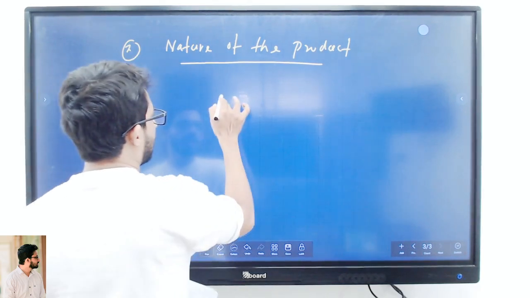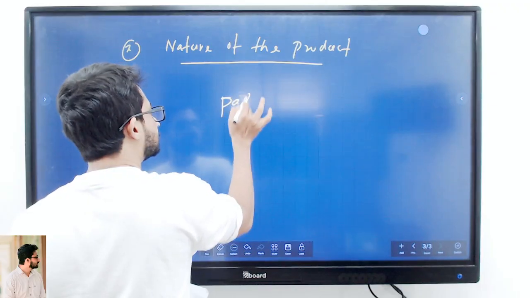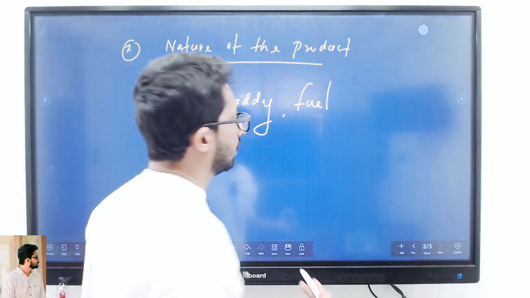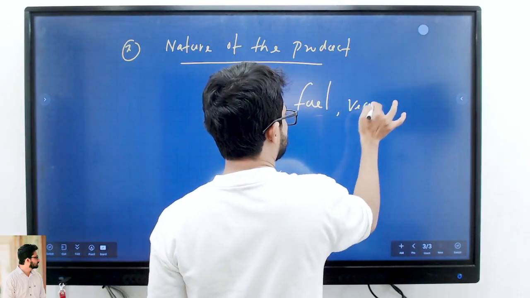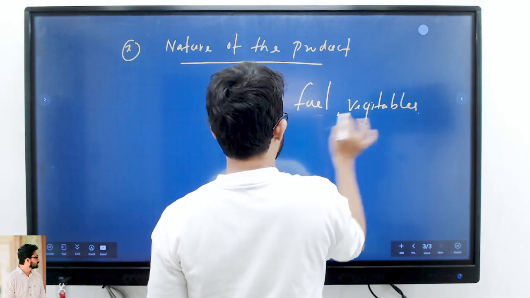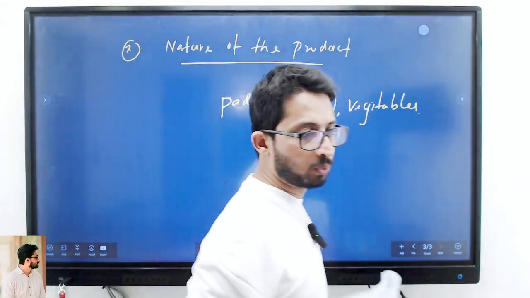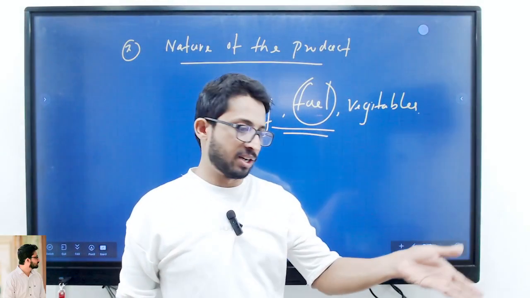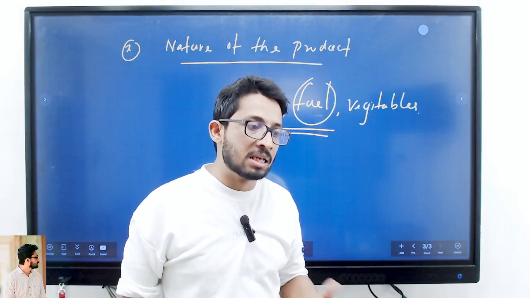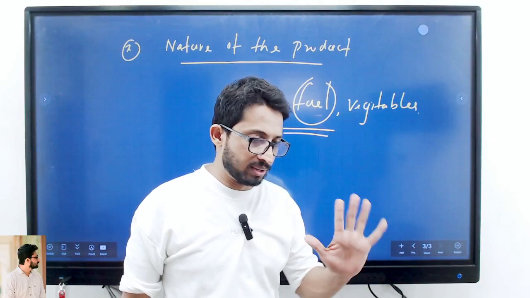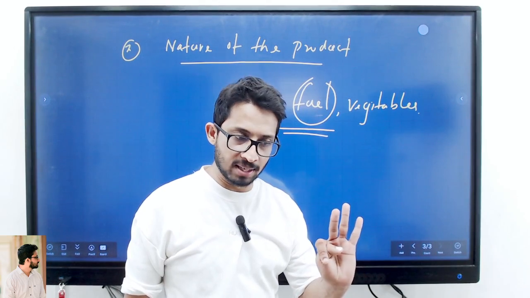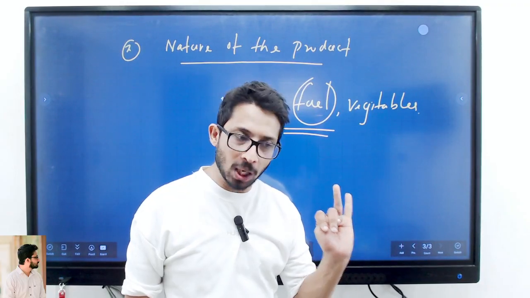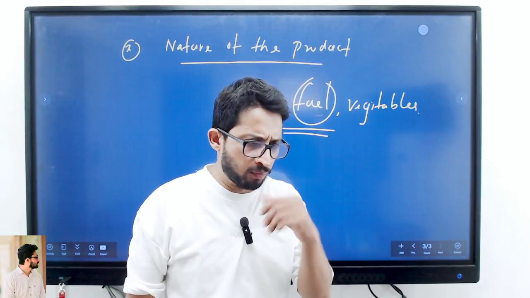For example, egg, paddy, fuel, vegetables. These are some markets. Let's talk about the fuel market. Are fuels sold by different firms the same or different? Think of features like color, price, smell, and quality. Are they the same or different from firm to firm?